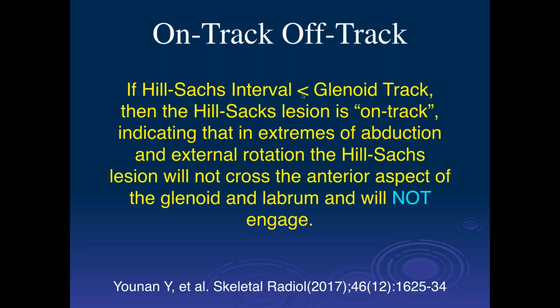Now, if the Hill-Sachs interval is less than the size of the glenoid track, then the lesion is supposedly an on-track lesion, indicating that in extremes of abduction and external rotation, the Hill-Sachs lesion will not cross the anterior aspect of the glenoid and the labrum, and it will not engage. And I always get confused by this, because to me it seems like if it's an on-track lesion, it means the lesion should go into the track. But they define it just the opposite of that, and it confuses me every time. So an on-track lesion is a good lesion.